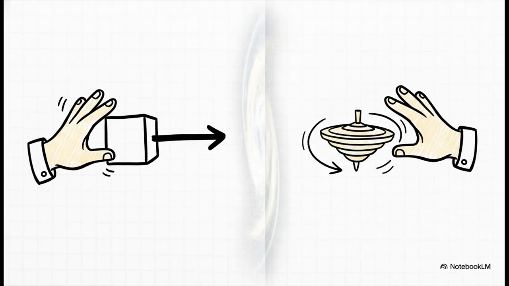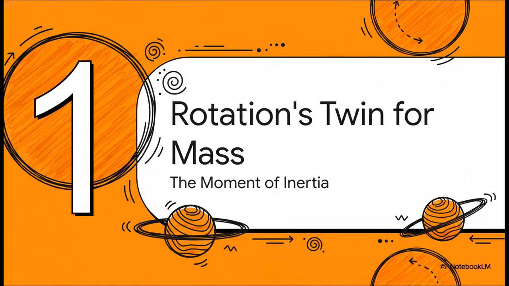in midair? Well, the secret is that for pretty much every rule you already know about moving in a straight line, things like mass, force, and momentum, there's a rotational twin that governs how things spin. It's kind of like a parallel universe of physics. So let's meet our first set of these twins.